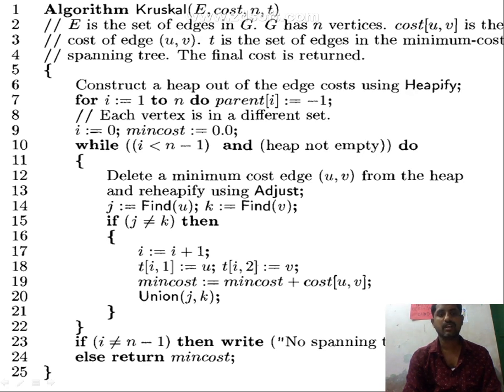Then if j is not equal to k, then i equal to i plus 1, T of i comma 1 equal to u, T of i comma 2 equal to v. Then min cost equal to min cost plus cost of u comma v, then union of j comma k. And if i is not equal to n minus 1, then write no spanning tree, else return the minimum cost. So using Kruskal's algorithm, you can easily find the minimum cost spanning tree.